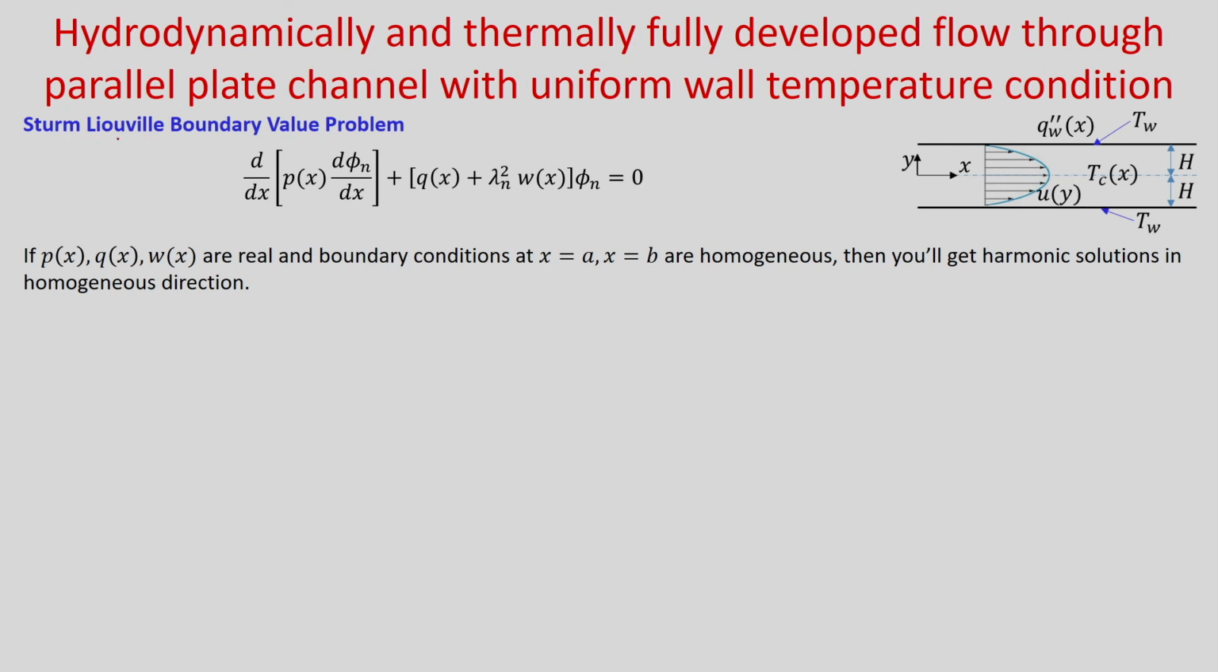So, what is it? Sturm-Liouville boundary value problem. This is your second order differential equation. In this case, if p x, q x and w x are real and boundary conditions at x equal to a and x equal to b are homogeneous, then you will get harmonic solutions in homogeneous directions. And in that direction, you have to choose the value of lambda square in such a way that in the homogeneous direction you get harmonic solutions.